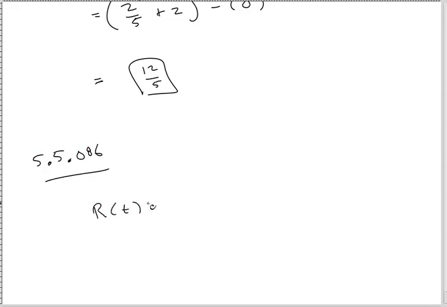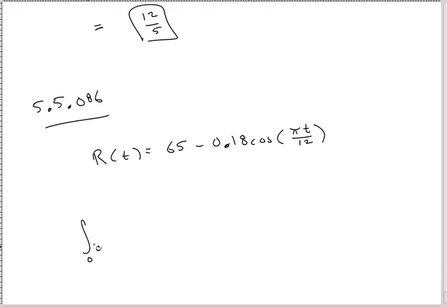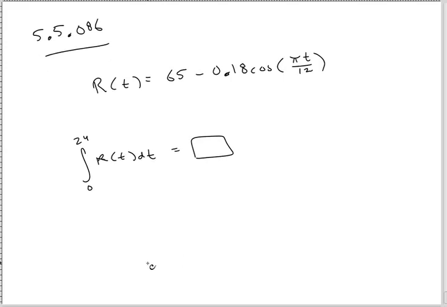I have literally one last problem in this entire chapter. Capital R of t is equal to 65 minus 0.18 cosine of pi t over 12. And they want to say, what's the integral from 0 to 24 of r of t dt? Now, I think this is a word problem. I just haven't really looked at it. I want to utilize this time together, this last problem, to give you a quick trick. A quick trick as to figuring out these integrals.